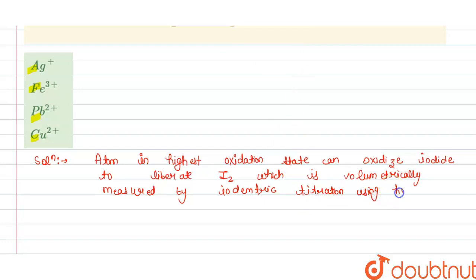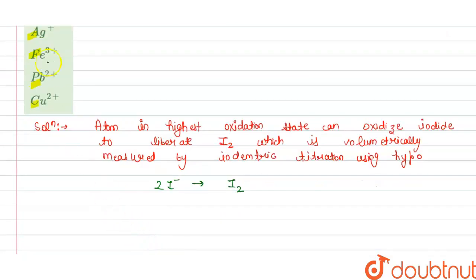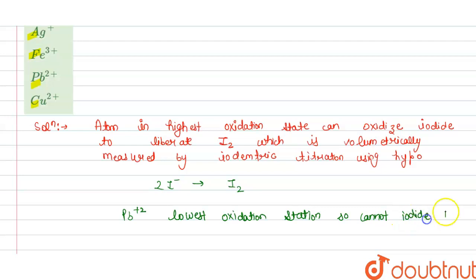So the I- ion is converted into I2. So we know that out of these, Pb2+ has the lowest oxidation state, so it cannot oxidize iodide to I2. So this is the answer for the question.